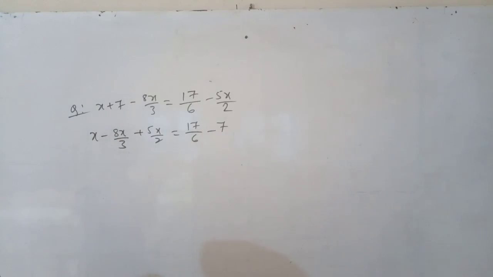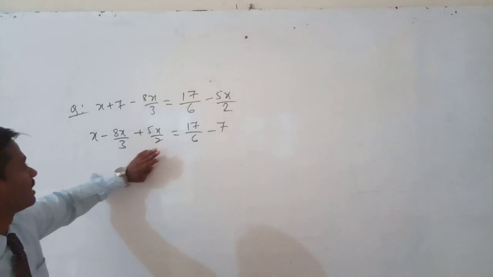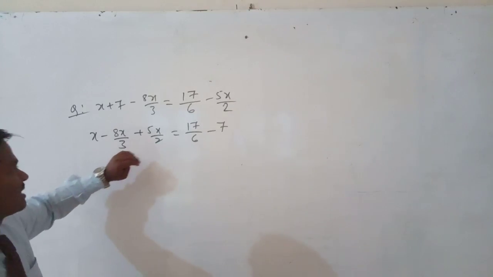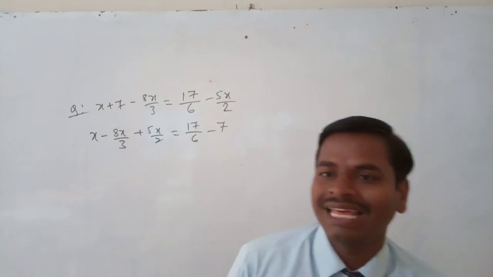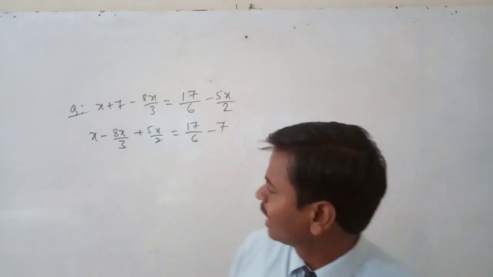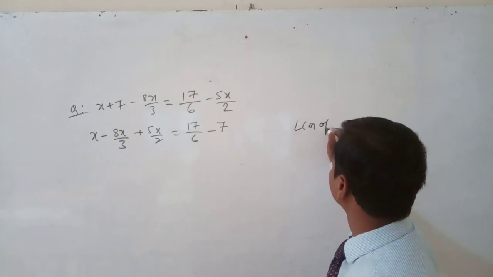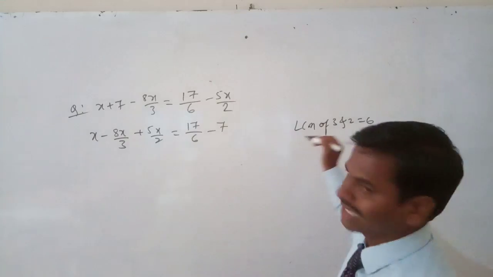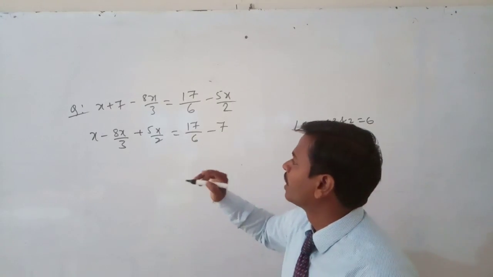Okay? Minus 7 we get there. Now what is here? LCM of 2 and 3. What is the LCM of 2 and 3? LCM of 2 and 3 is 6. Again, here also fractions are there. We should take the LCM of the denominators. Here the denominators are 3 and 2. LCM of 3 and 2 is 6 again. No problem.